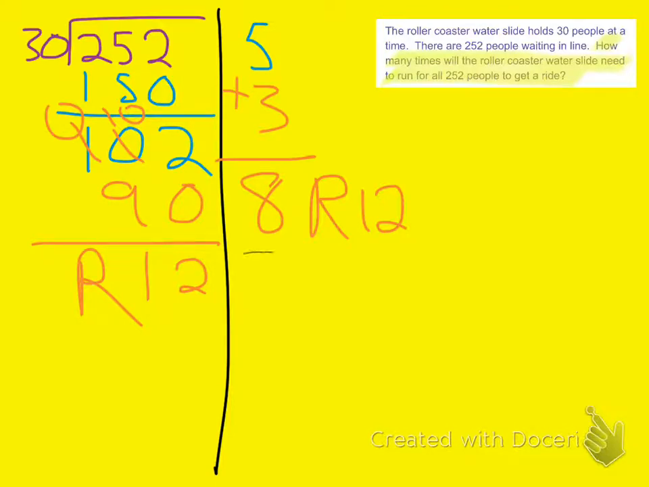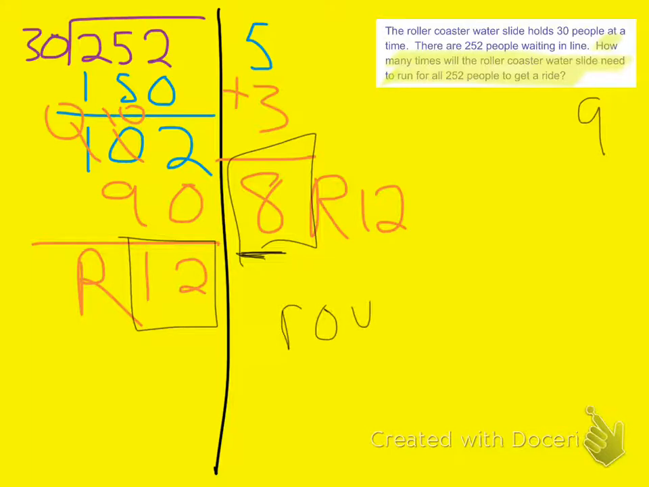Okay, so we're at 8 runs so far, but this 12 over here, the remainder, that represents the next 12 people in line. So we need to know if we round that 8 over here up to 9 so the roller coaster can run 9 times to get all of the people on, or do we just ignore them? If we ignore them, the 12 people don't get a ride, so we can't ignore them. So our answer then will go from 8 up to 9. And what we did was we rounded our remainder up.